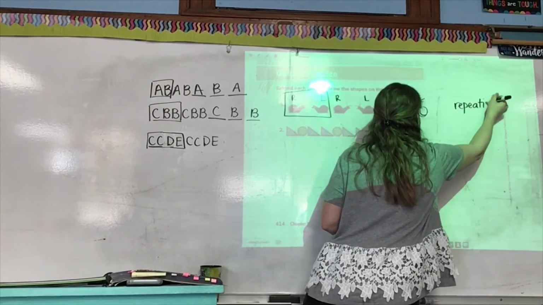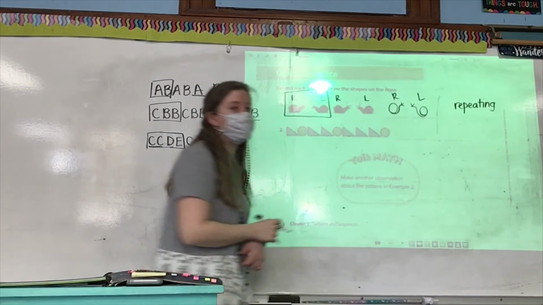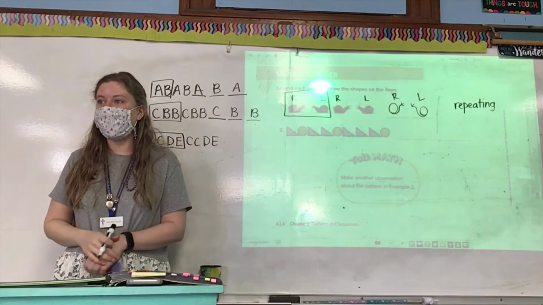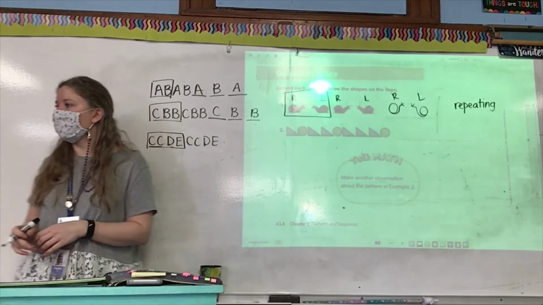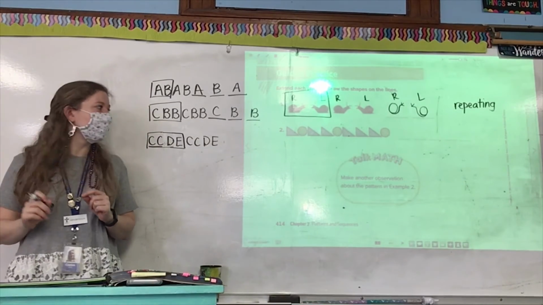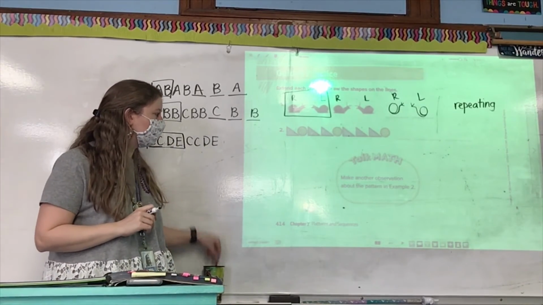Let's write our note. Remember, a repeating pattern just repeats. It doesn't change. There is a pattern unit. Growing patterns don't necessarily have pattern units. Now, let's look at number 2.